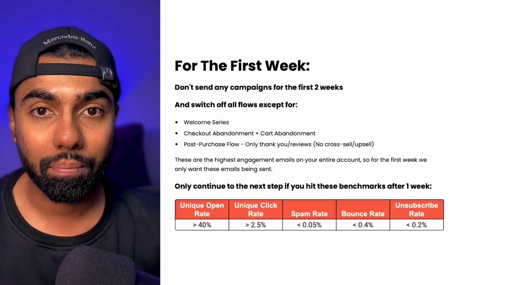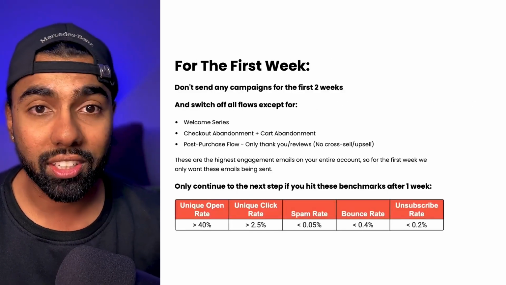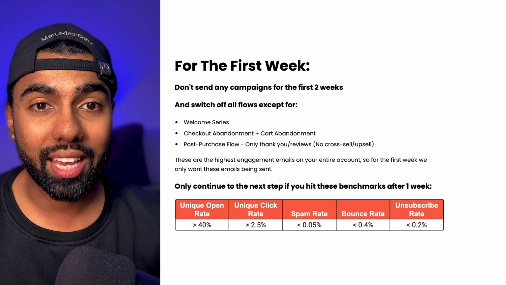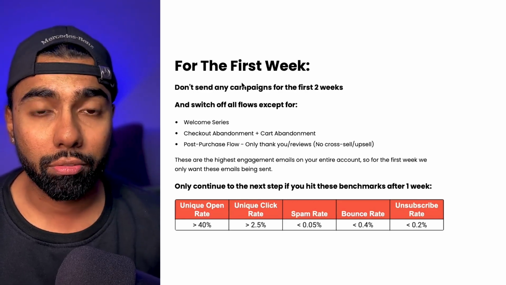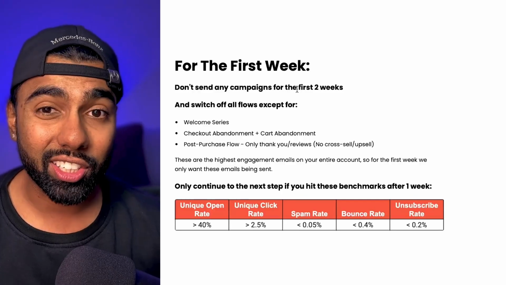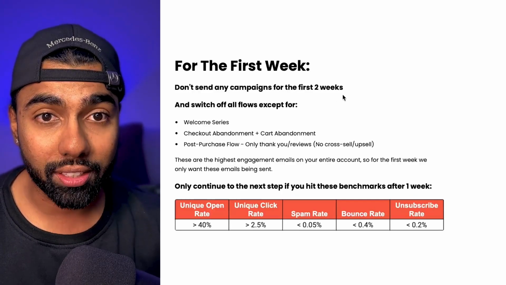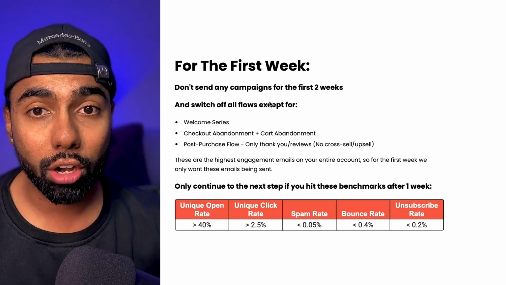This plan usually takes between 6 to 9 weeks to complete, but even within the first month, you notice a substantial improvement in your deliverability. So this is what we do in week 1. First of all, we don't send any campaigns. We actually don't send campaigns for the first 2 weeks. So pause sending campaigns and switch off all your flows.